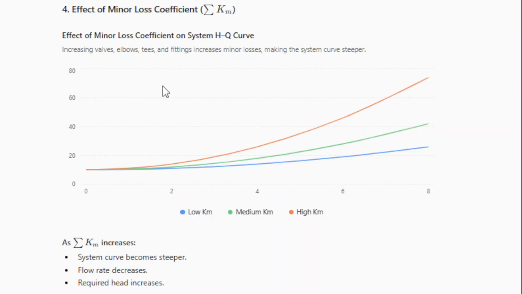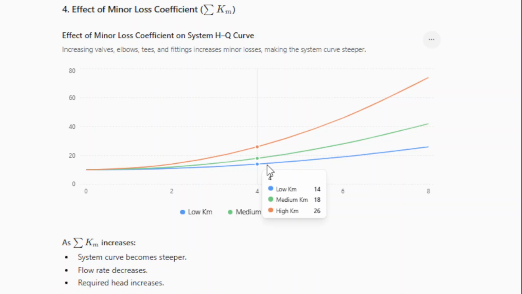Effect of the effective minor loss coefficient, sigma K minor, on the system HQ curve. Now let's understand how the minor loss coefficient affects the system HQ curve. In this graph, the x-axis represents the flow rate, Q, and the y-axis represents the system head, H. The graph shows three system curves corresponding to low, medium, and high values of the minor loss coefficient.